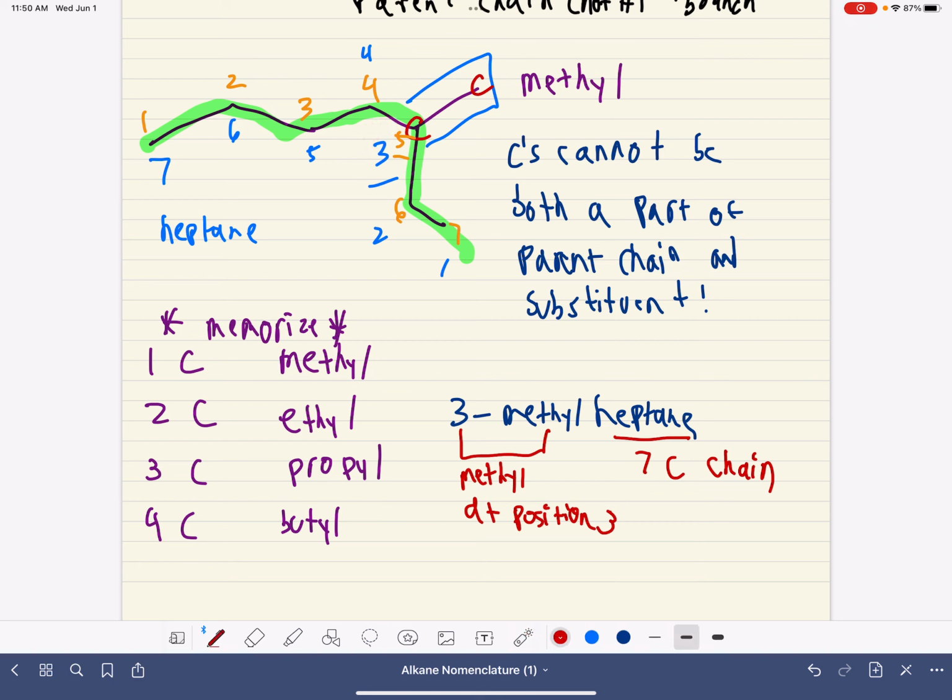So you always write the position number, dash, the substituent and the parent chain name, all one word. So the substituent and the parent are one word, there's no dash between them, but the position number of the substituent goes before the dash. So it's the position number of the substituent, a dash, and then the substituent and the parent chain name all at once. So this is how you would name a simple alkane as a parent chain with a substituent.